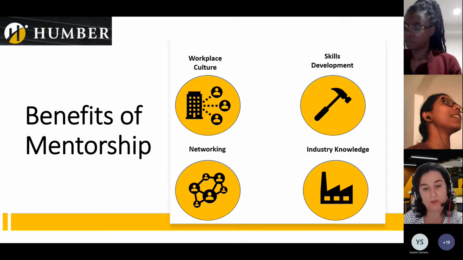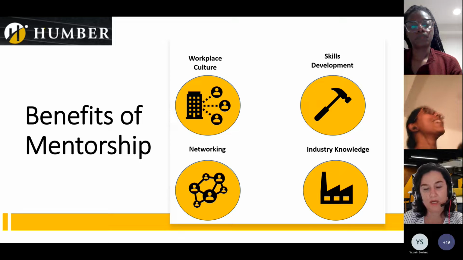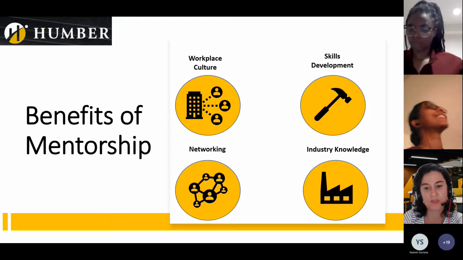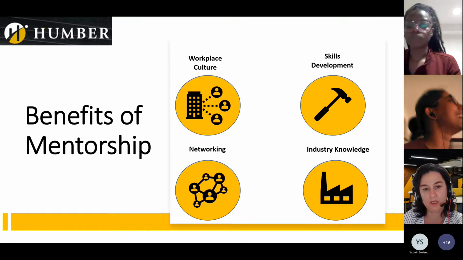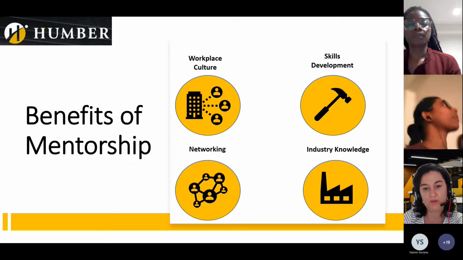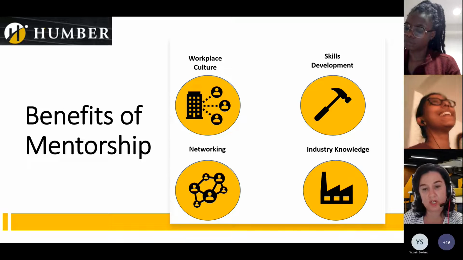So one of the benefits of mentorship is related to the workplace culture. Then also mentorship can help you uncover what are some of the skills that you need to develop that are part of your future job role. So your mentor can share their experience with you. What did they do as they moved along with their career? What type of training they had to complete in order to become experts in their field, so they can share those resources with you as well.